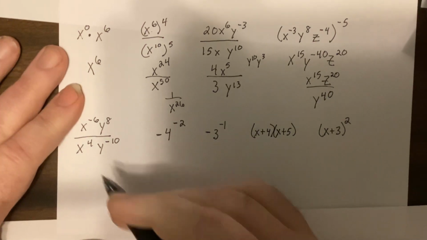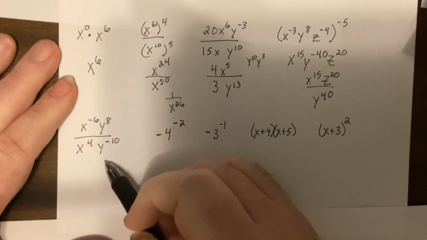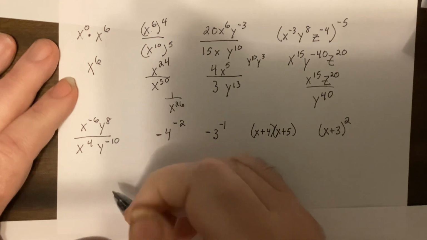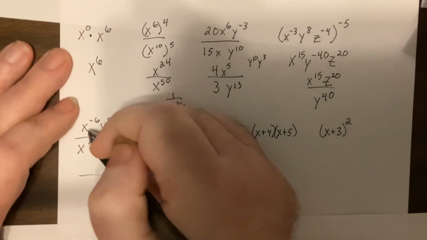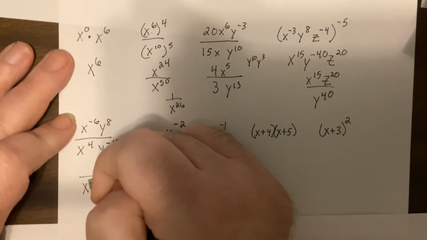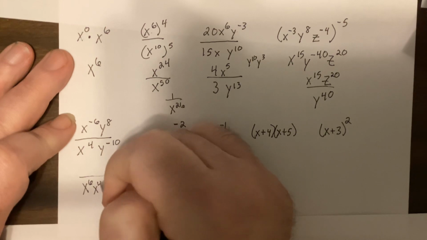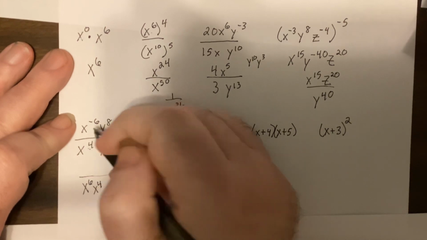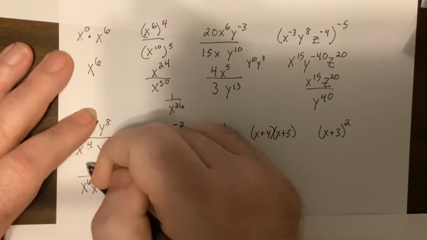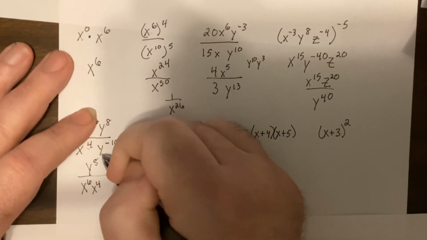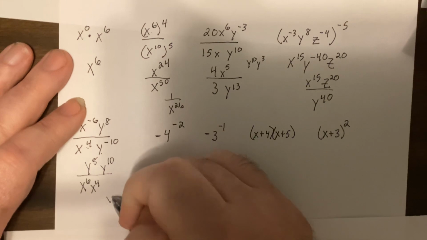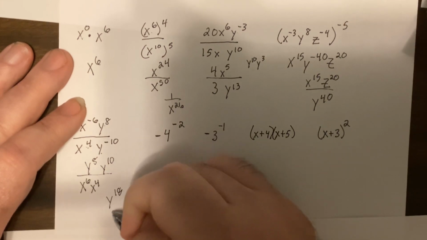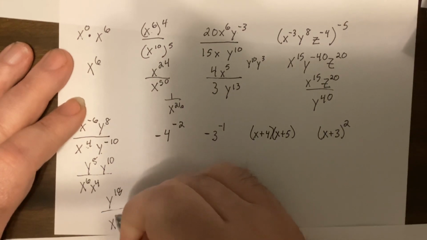Okay, again, several ways to start this problem. Personally, whenever I see a negative power, I like to move it. We like to move it. So I'm going to move this on down. Notice the x to the fourth does not move. It doesn't have a negative power. This one stays on the top. This one, move it on up. So it's y to the 18 over x to the 10th.